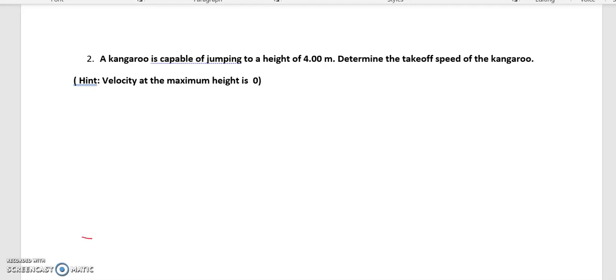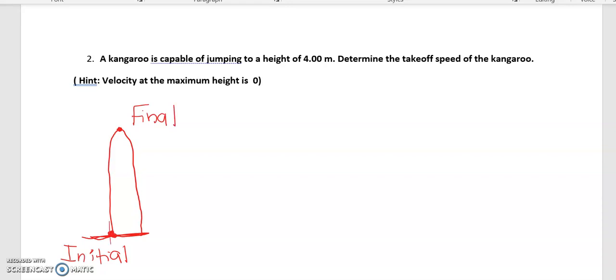So the kangaroo is definitely going to start from maybe ground level. So it starts at a bottom level and then it's going to jump up, and then it will come back eventually to the same height level. But what we are really interested in is the starting point to the maximum height. So I'm going to label that as the initial point and then the final point, just to make sure you know which 2 points I'm talking about. So I'm going to take the y0 initial position as 0.